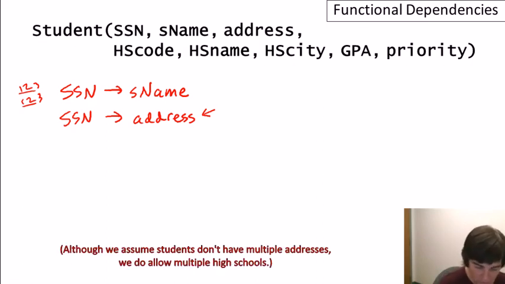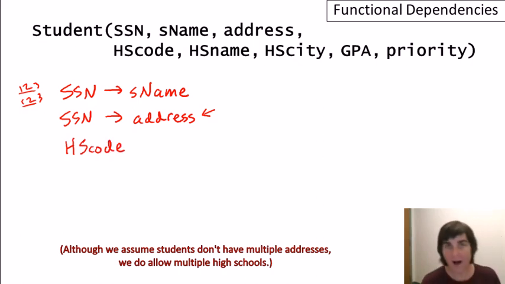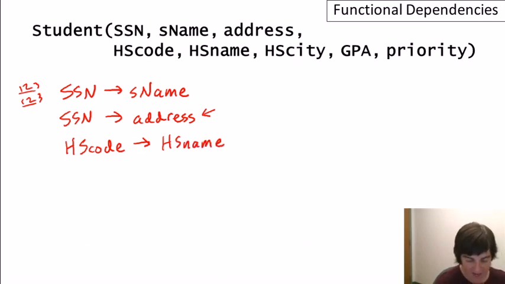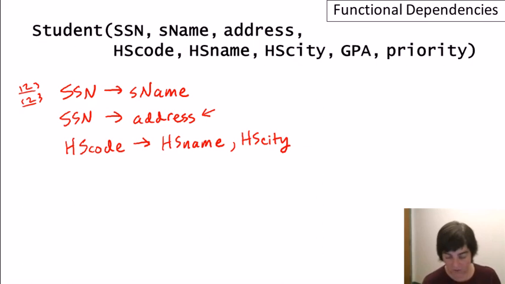Let's go to the high school and see what might be going on there. So I mentioned that the high school code, what I'm trying to capture there is a unique code for each high school that might be filled in college applications. Then we would expect the high school code to determine the high school name. Every time we have the particular high school code, maybe for different students, it would have the same name, and also it would have the same city. So that's an example of a functional dependency with two attributes on the right-hand side.